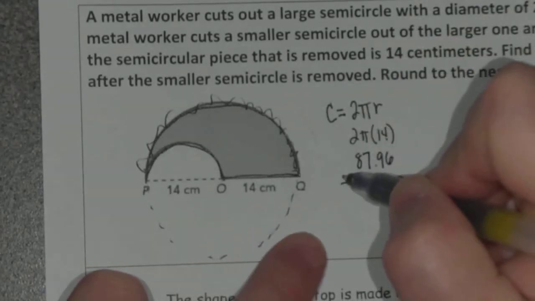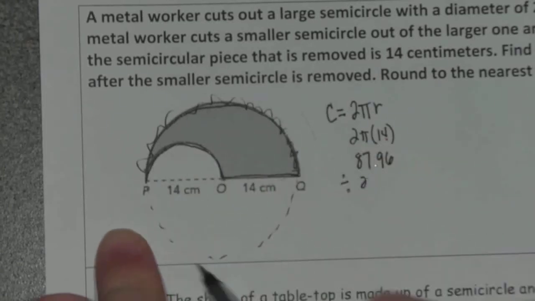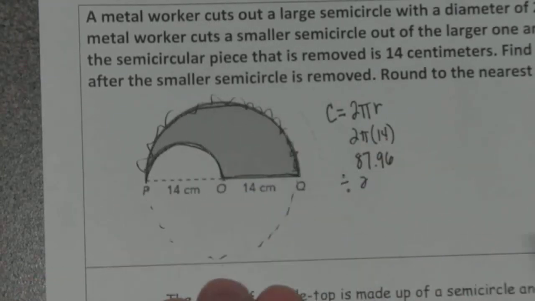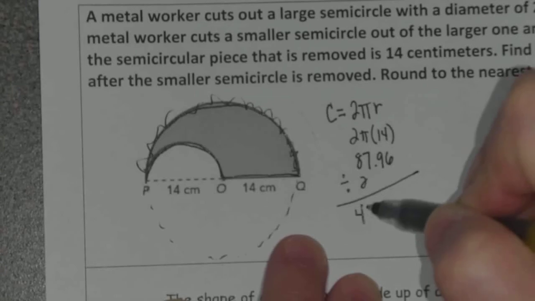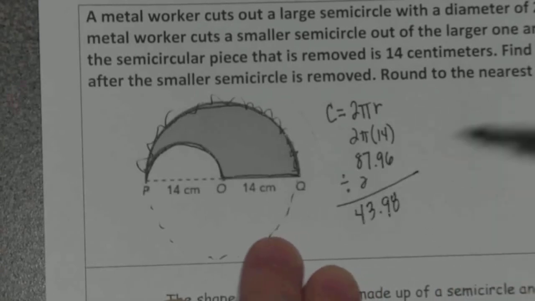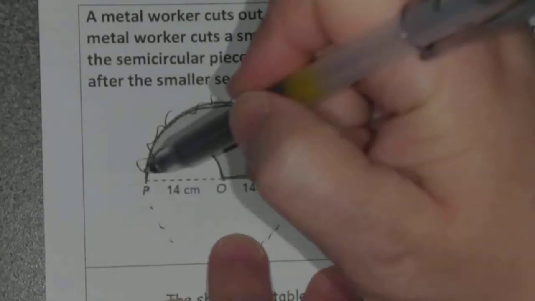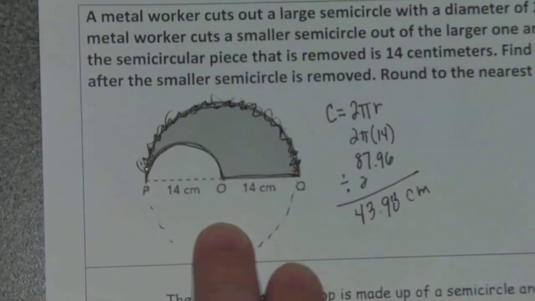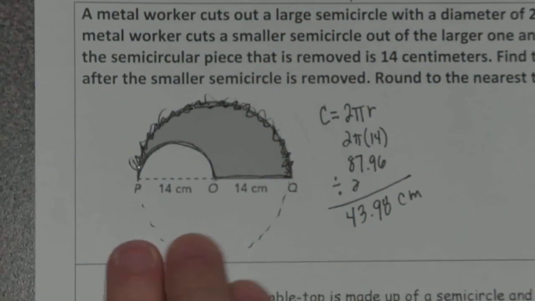But I only want half of that circumference, right? Because the other half is this part that's not drawn. So I'm going to divide that by 2 to get the half that I'm looking for. So far I would have 43.98 centimeters from this part again up here. Okay, so just that side of the circle.